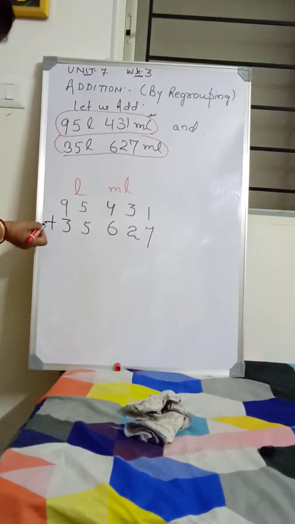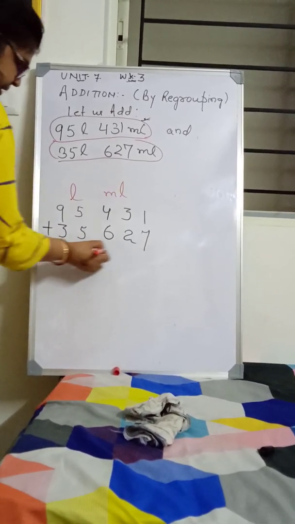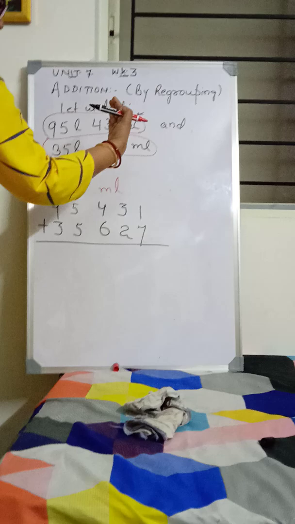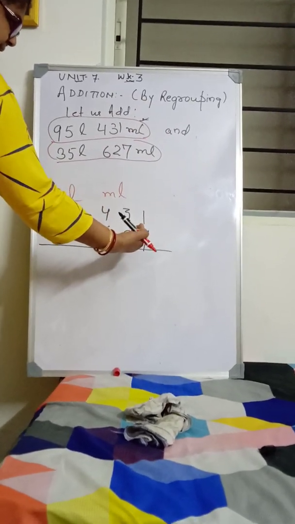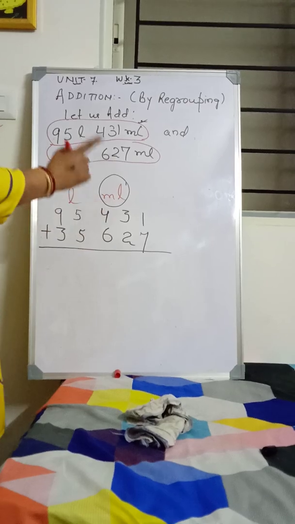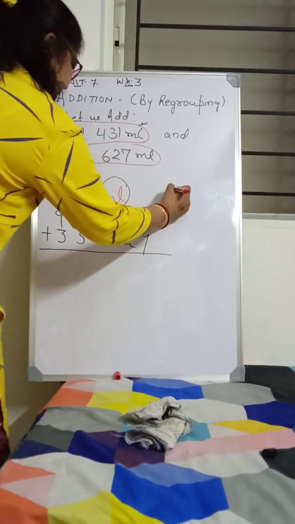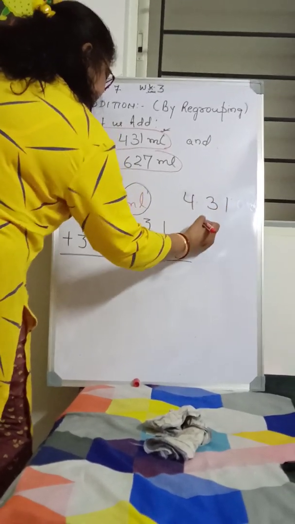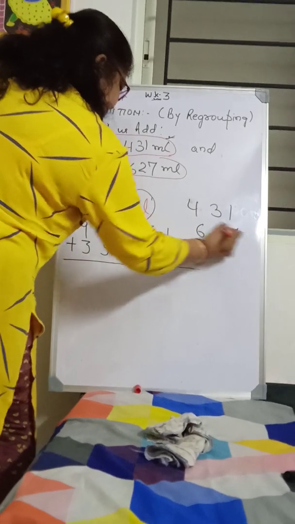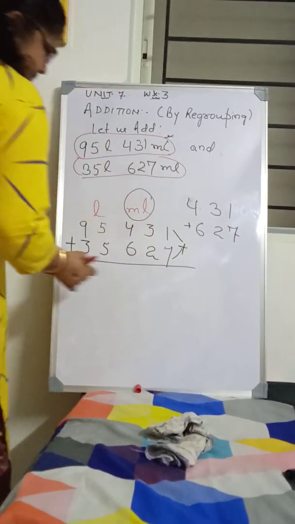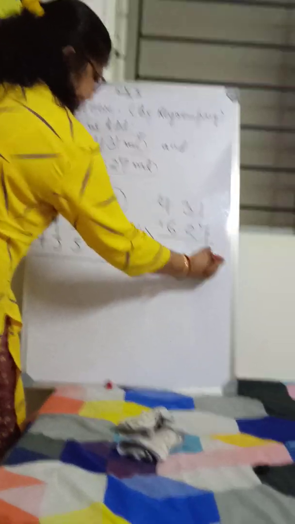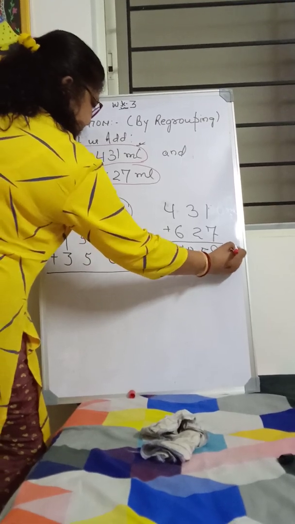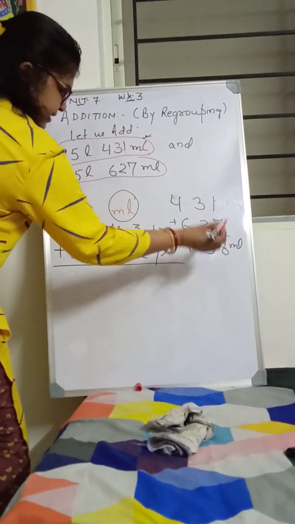Now do the addition. Put the addition sign. So according to the rule of addition, we will start the addition from the right side, and the unit will be the smaller unit, that is milliliter. So here we will have to add 431 and 627. Let's add it. After addition, 1 plus 7 is 8. 3 plus 2 is 5. 4 plus 6 is 10. Unit is milliliter. So it is 1058 milliliter.